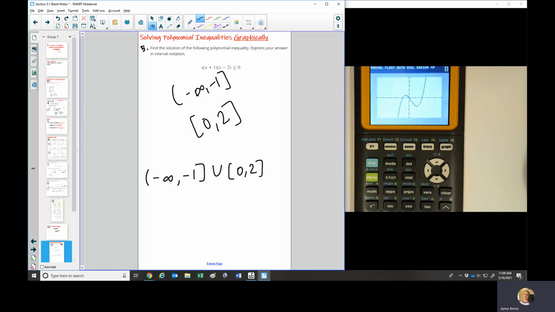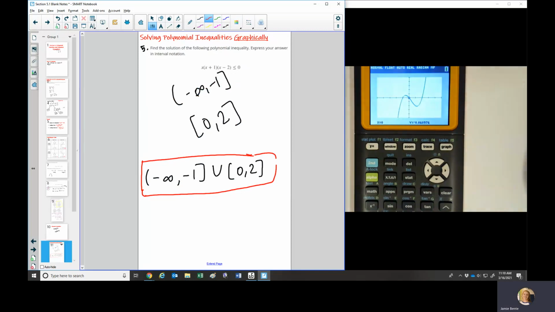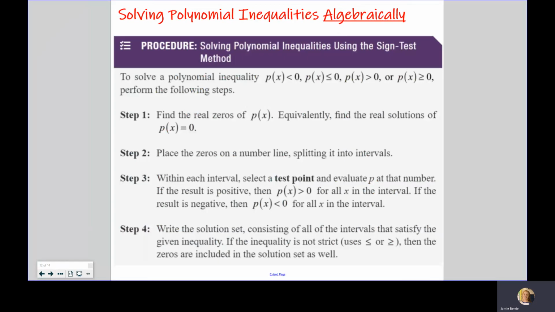So this one was pretty easy to do graphically. They're not all that easy to do graphically. Sometimes they're complicated and it's hard to find a good window, because they might go off the screen of your calculator, so it's kind of hard to find the correct window. So let me show you how we would do this algebraically. It's a 4-step procedure. It says this is the procedure for solving polynomial inequalities using the sign test method.